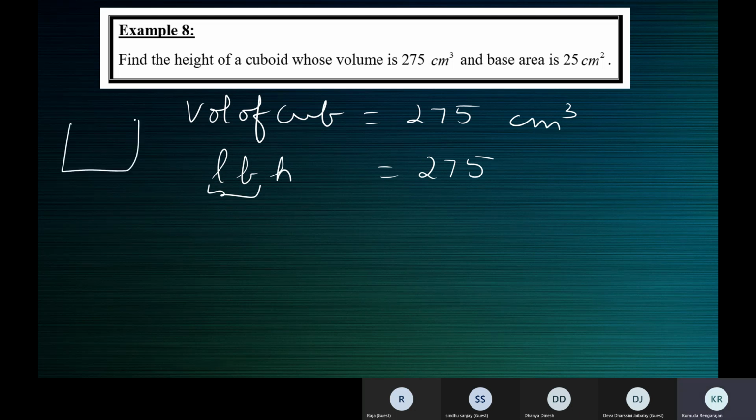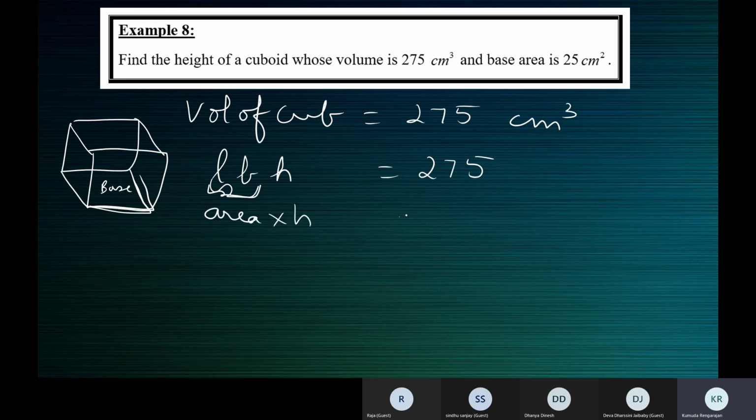What's the area of the base of a cuboid? This is the base. What's the base area? Length into breadth, right? The base area is L into B. So if you want, you can write area into height is equal to 275, or you can write base area into height.